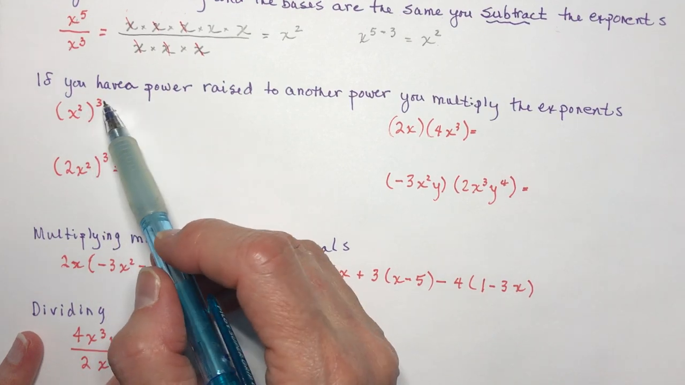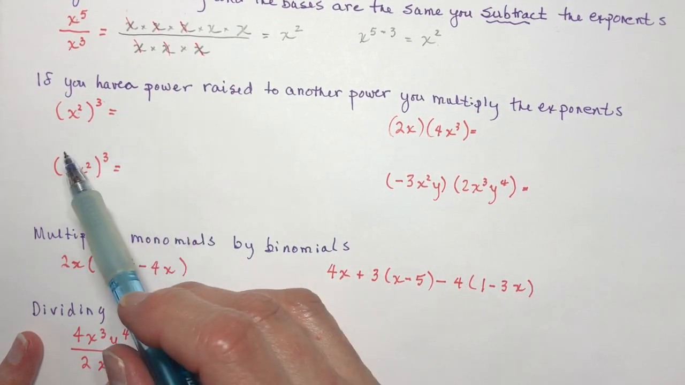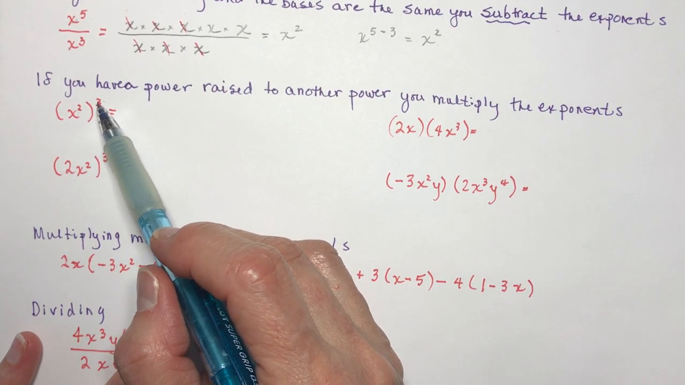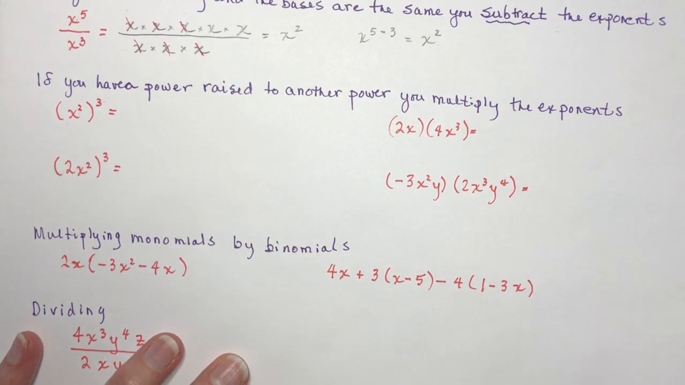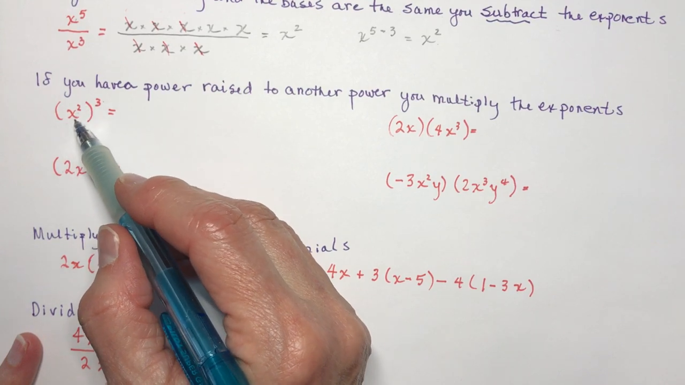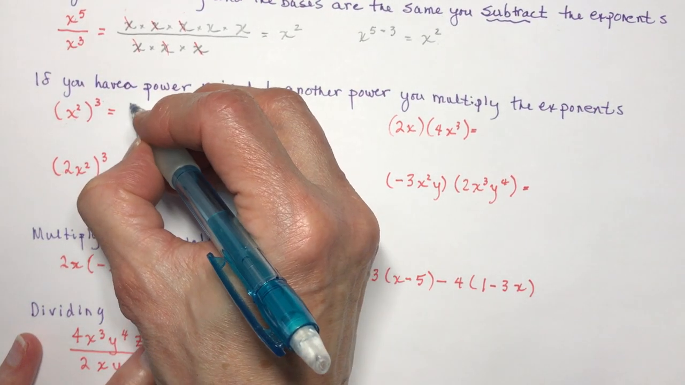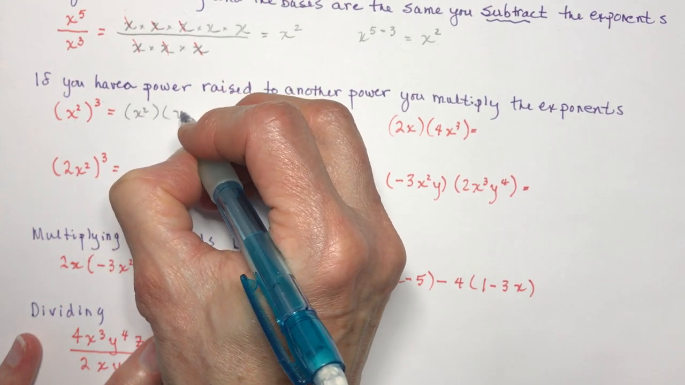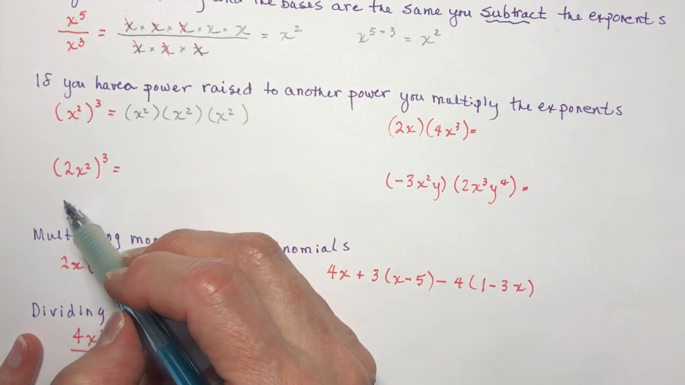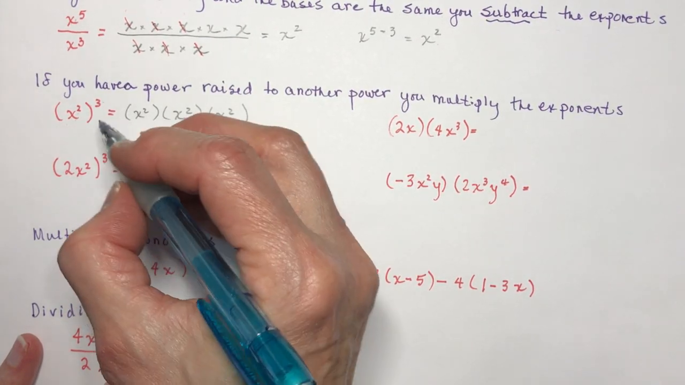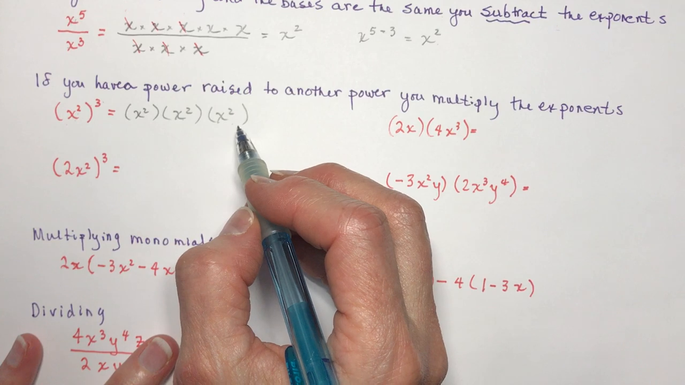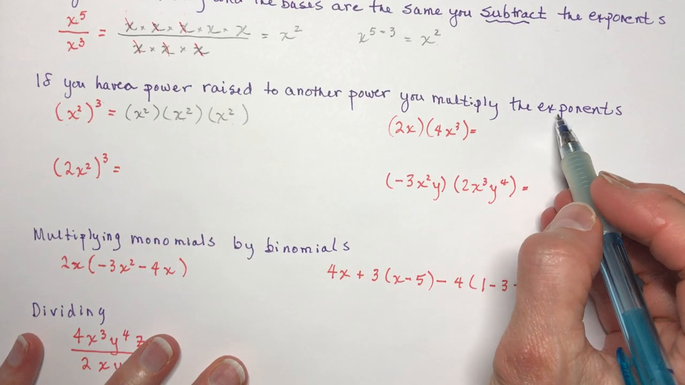And that looks something like this, or this one. These are just multiplying, so we're just looking at these two first. So if you have power raised to another power, you're going to multiply the exponents. So that's because this means I have x squared three times. So it's really x squared times x squared times x squared, right? That's three of them, so raised to the power of 3. And if I wrote these all out again, you'd have x times x times x times x times x times x, which means I now have 6 x's. So you multiply the exponents.